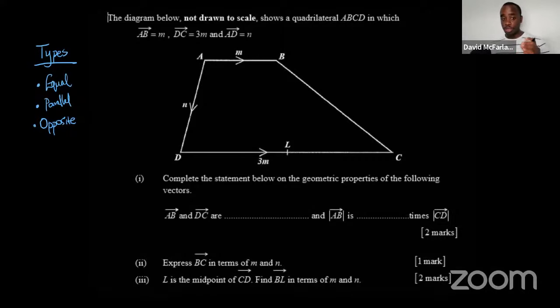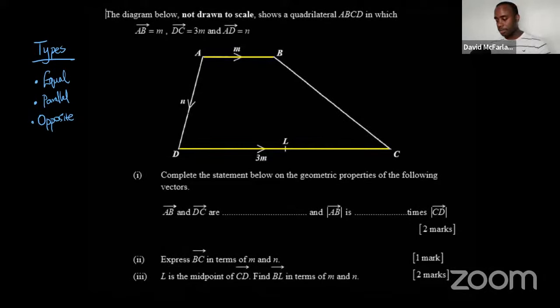So remember, we're looking out for which ones are those. So AB and DC. First, let's find AB. Where is AB? AB is right here. And what do we know about AB? AB is vector M. What do we know about DC? Well, it already told us at the top. DC is 3M. So one is a multiple of the other. So what does that tell us about the vectors?